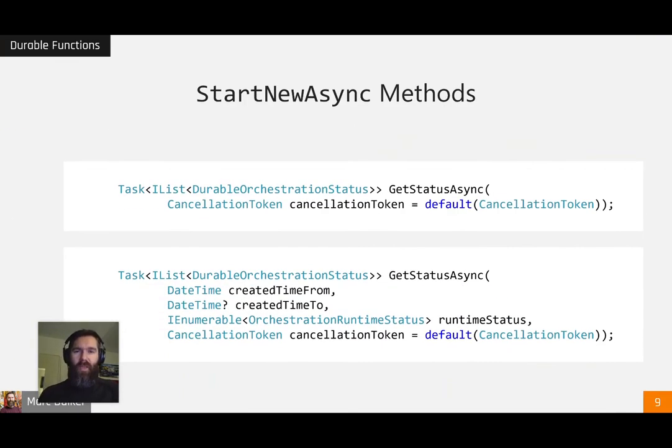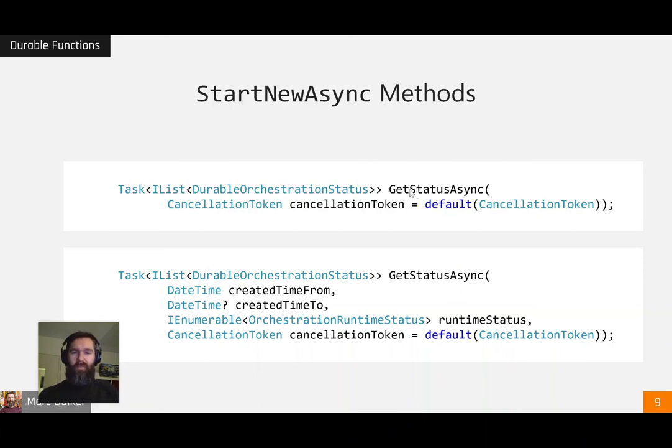So the next methods we have available are the methods to retrieve the status for a collection of orchestration instances. With the first one, you can only provide a cancellation token, but even that is optional because it has a default implementation. With this method, you retrieve all the status objects for any orchestrations which are available in the application. So there's no limit.